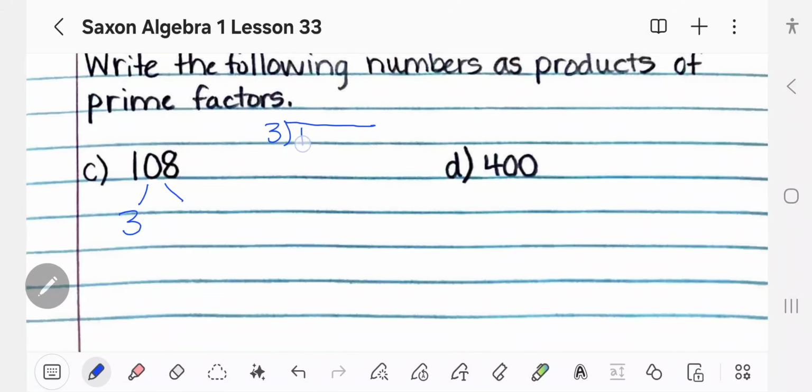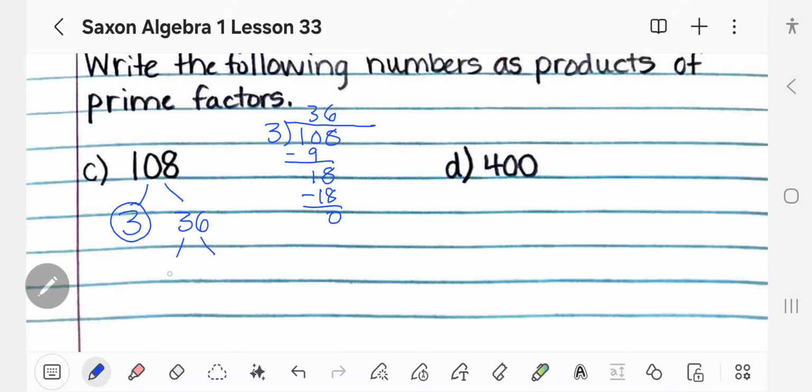So let's do 108 divided by 3. 3 times 3 is 9. And it'll go into 18 6 times. So we see that this number is going to be 36. Now, 3 is prime. It only has 2 factors, so we can circle it. 36 is composite. What do we want to do?